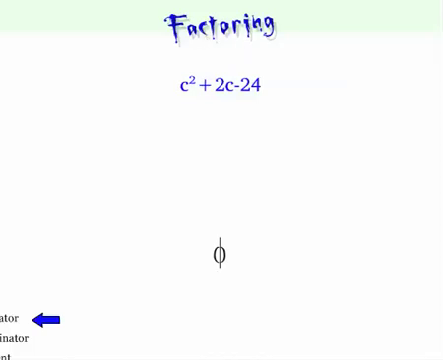So you're looking for something that multiplies to give 24, yet subtracts to give 2. So these things are just going to be 2 apart. They're going to be pretty close together. I'm thinking 4 and 6. So C 4 and C 6.